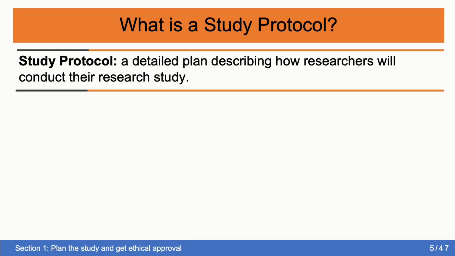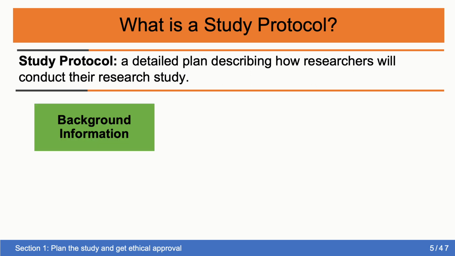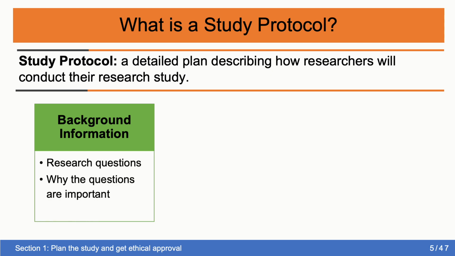A study protocol is a detailed plan that explains how a research study will be done. The first part of the study protocol is background information. This part explains what questions the researchers hope to answer and why they chose this research topic.